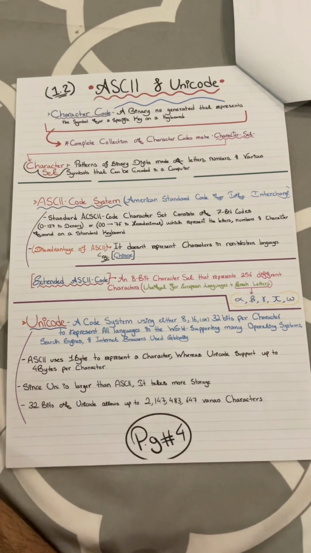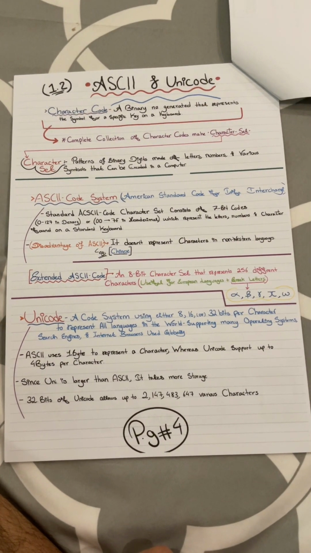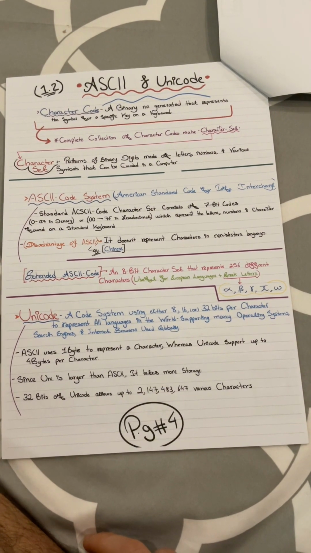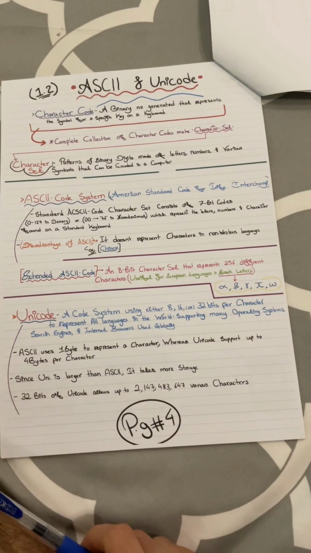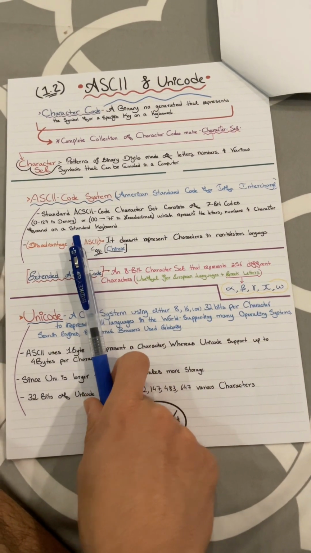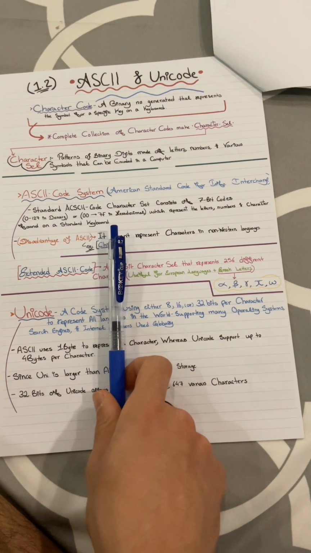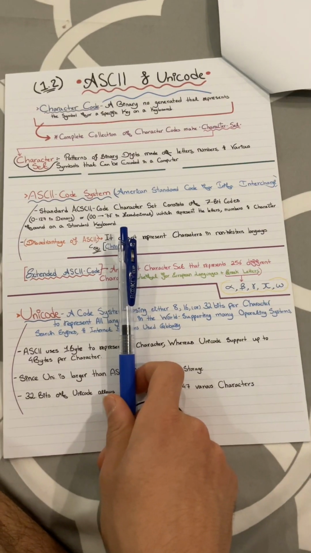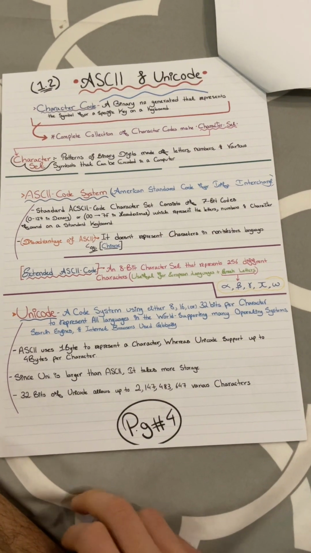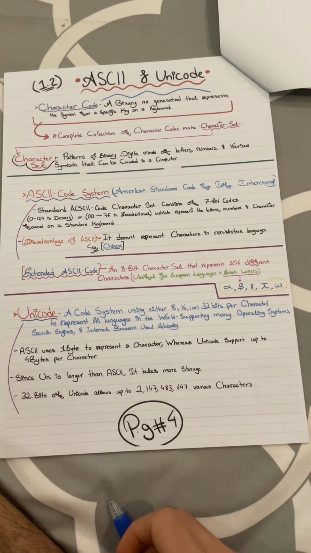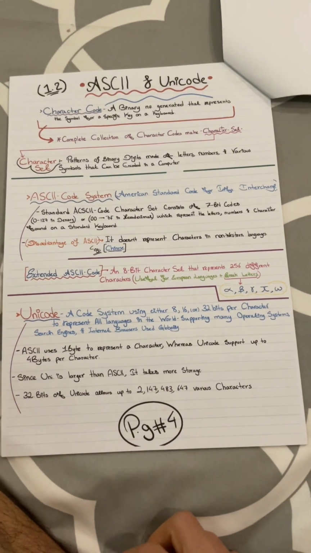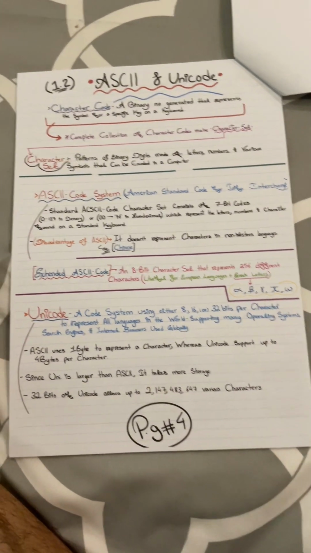Okay, now that we know that, we can understand the ASCII code and the Unicode system. ASCII stands for American Standard Code for Information Interchange. The standard ASCII character set consists of 7-bit codes, 0 to 127 in binary or 00 to 7F in hexadecimal, which represent letters, numbers, and characters found on a standard keyboard. Now, the disadvantage of ASCII is that it does not represent characters in non-Western languages, for example Chinese and so on. So that is a really big disadvantage, okay?